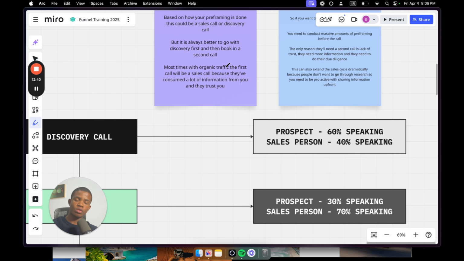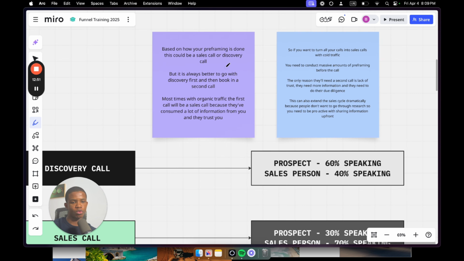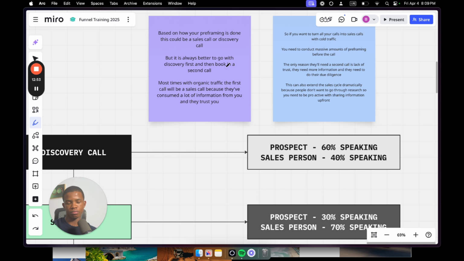But with cold traffic, it's different. They know you, but they don't necessarily like you or trust you. So it's when you come on the call that you get to establish the likeness, and you get to make them trust you by showing your expertise. You don't even have to show your results, because people might not even believe your results. I've had a prospect tell me, oh, how do we actually verify that you build those projects?